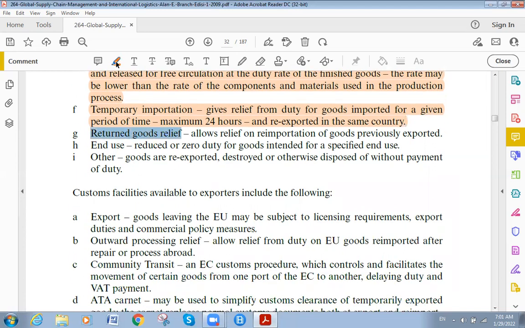Returned goods relief, those are the refund or the returned, allows relief on re-importation of goods previously exported. End use: reduced or zero duty for goods intended for a specified end use. Like some countries, as an example, have no duties for people with special capabilities. The cars are duty-free, as an example, like autos are duty-free, and so on. Others: goods are re-exported, destroyed, or otherwise disposed of without payment of duty.